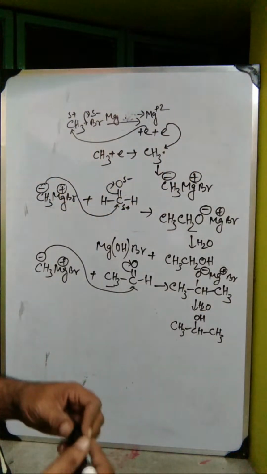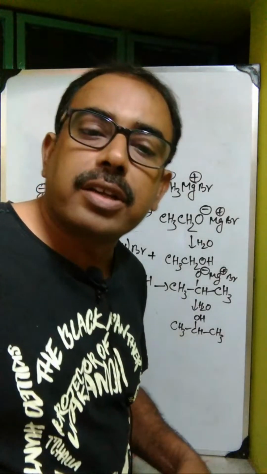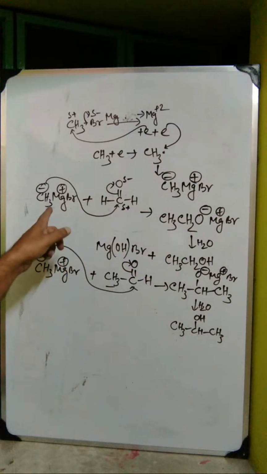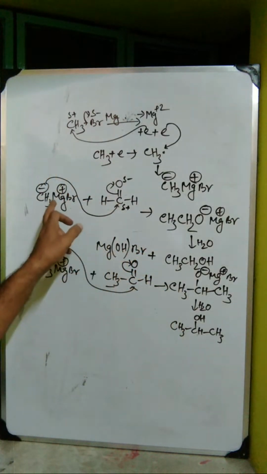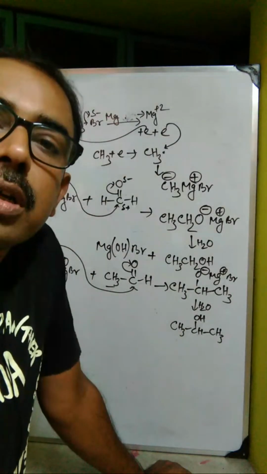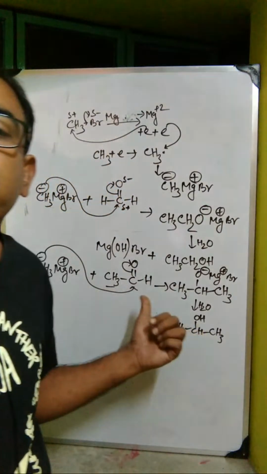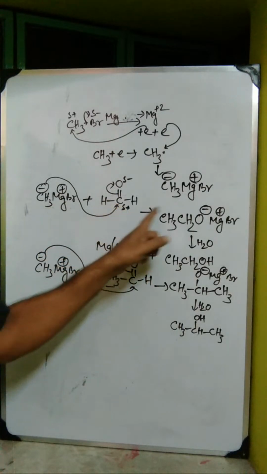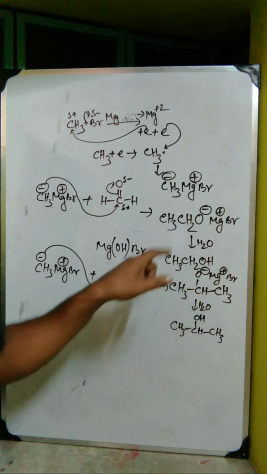Then what happens? I'm discussing with you the nucleophilic addition reaction of the carbonyl carbon, that is, of aldehyde and ketone. Here the Grignard reagent is used to prepare an alcohol. You can see from these reactions, when Grignard reagent is treated with formaldehyde and then H2O, ethyl alcohol is formed.